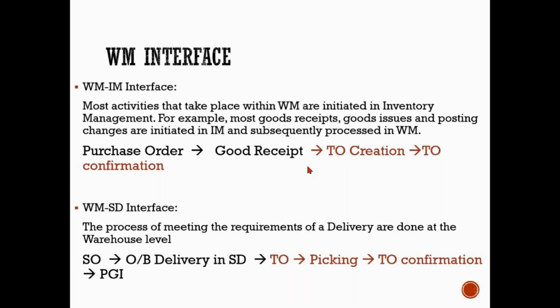Once you confirm the transfer order, the stock will be out from storage type 902, and it will be shown inside the warehouse, which is storage type 101 and storage bin X1A1. Same 10 pieces.